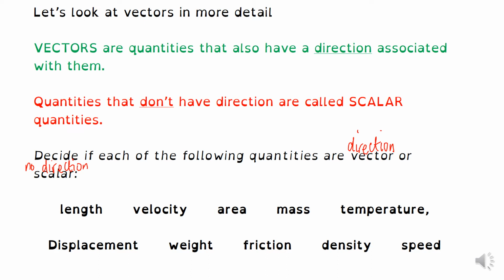I would suggest that you either write out the words and then put V or S next to them, or possibly you might want to draw a table with vector in one column and scalar in the other. Up to you how you do this. Pause the video and press play for the answers.